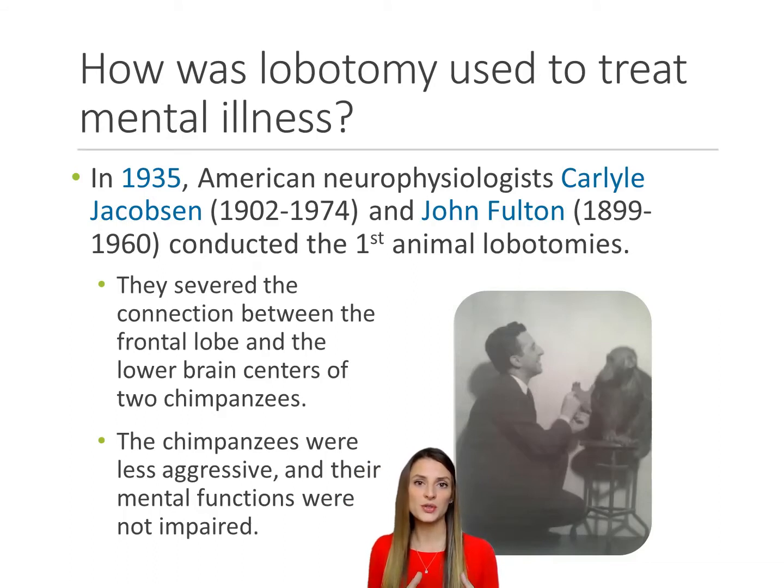What they found was after severing this connection between the higher brain and the lower brain, the chimpanzees were less aggressive. And the good news was their mental functions were not impaired. The damage to the brain had not changed the chimpanzees in any other way except to make them less aggressive, according to these two doctors, according to their research and according to their observations.